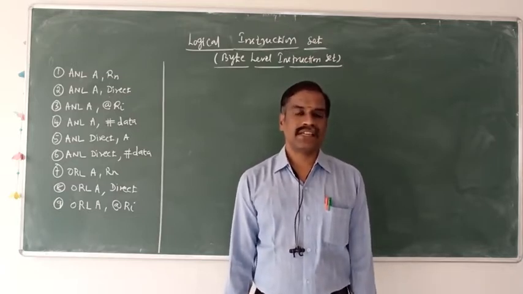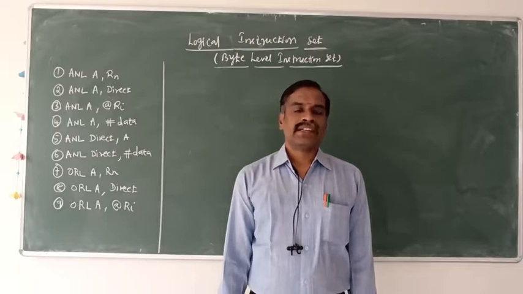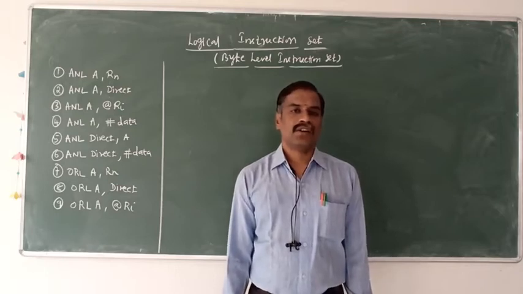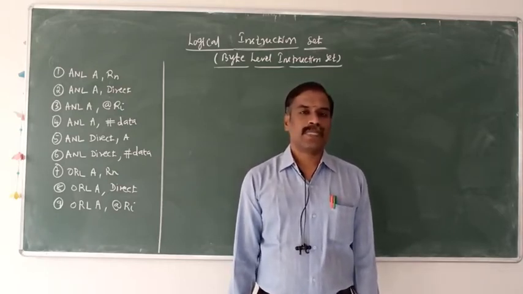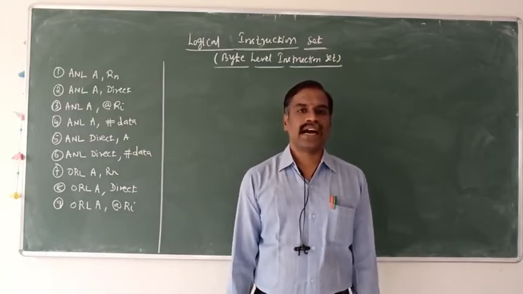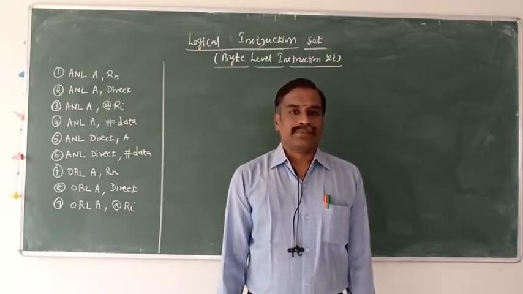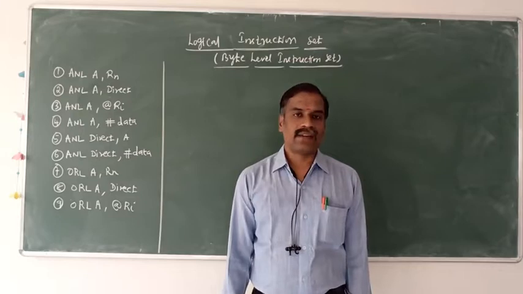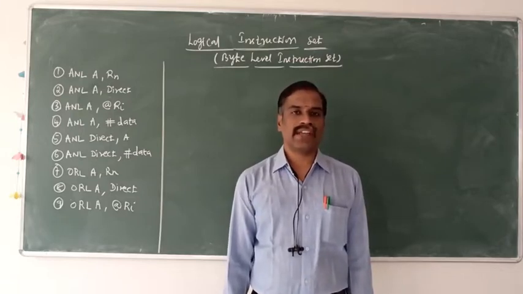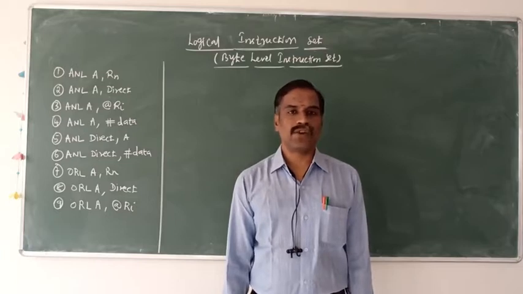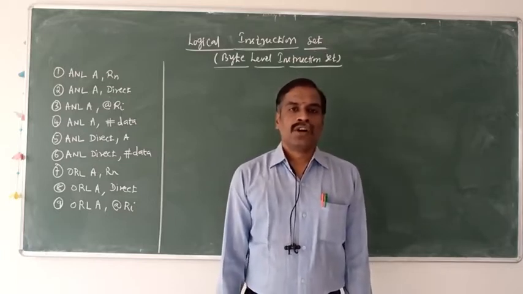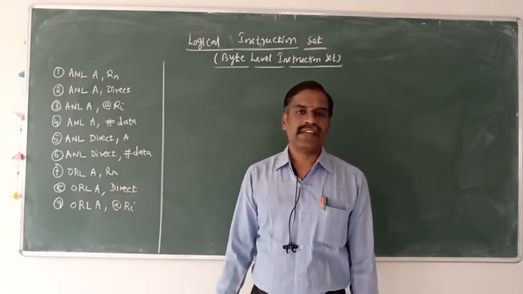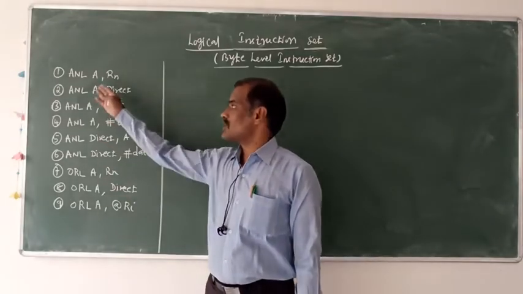In logical instruction set, total 25 instructions are available: logically AND, logically OR, logically exclusive OR, complement, rotate and swap. Okay, these are the instructions available in logical instruction. Total 25 instructions. In part 1 video we will discuss the 9 instructions. First one, logically AND.